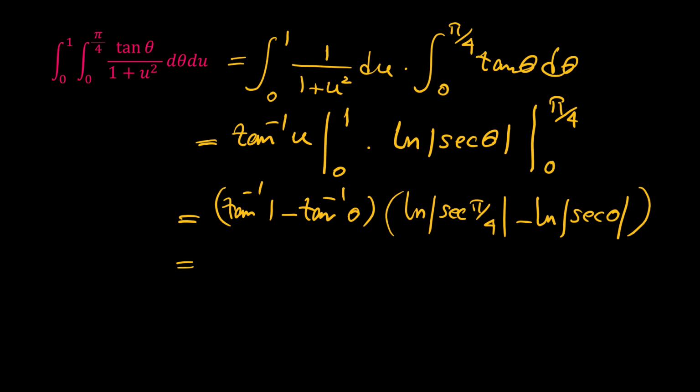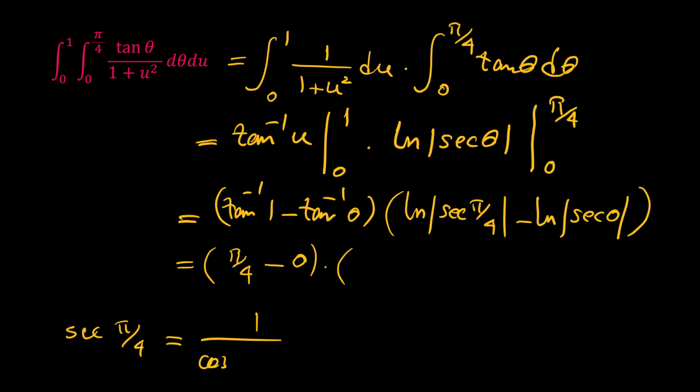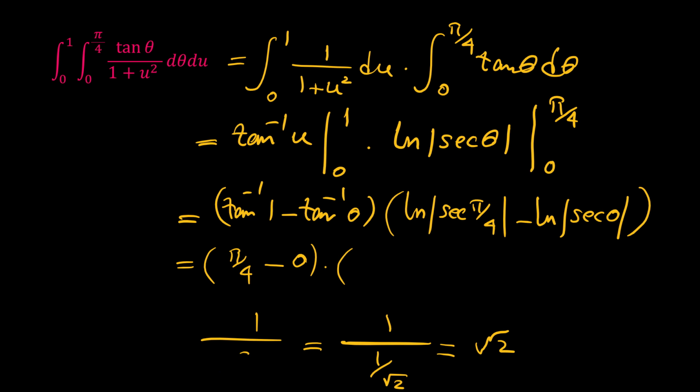Tangent inverse of 1 is pi over 4. Tangent inverse of 0 is 0. Secant of pi over 4 is basically 1 over cosine of pi over 4. If you remember from special triangles, we know that cosine of pi over 4 is 1 over radical 2. 1 over 1 over radical 2 is radical 2. So secant of pi over 4 is radical 2.